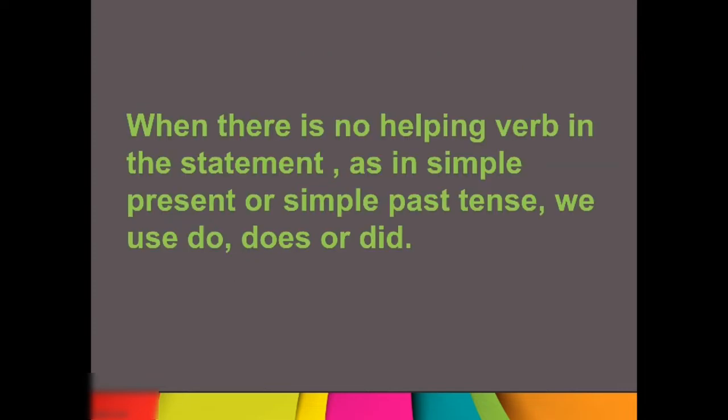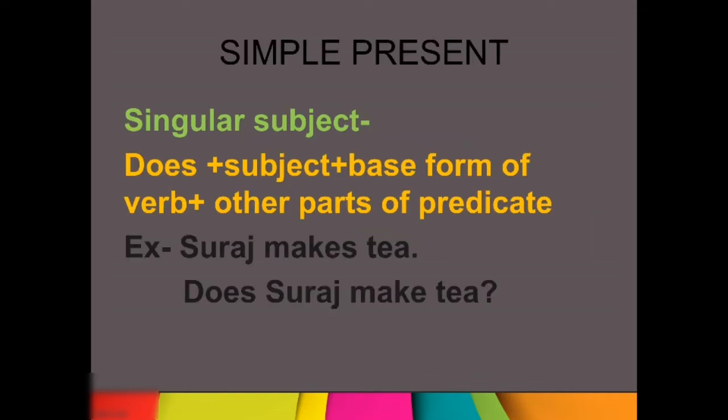And when there is no helping verb in the sentence, जैसा कि होता है simple present और simple past tense में, in that case we use do, does or did, right? But कैसे use करेंगे? कब do use करेंगे? कब does and did? Let us see. It's very simple, students, but you have to listen carefully. First of all, we are talking about simple present tense. अगर हमारा sentence simple present tense में है and we are having a singular subject, now you all know what we mean by singular and plural?